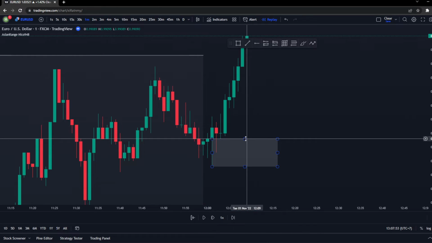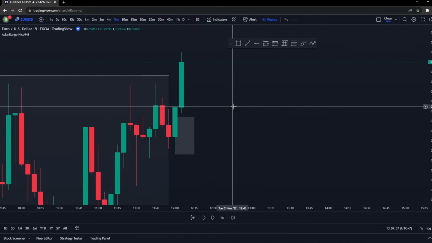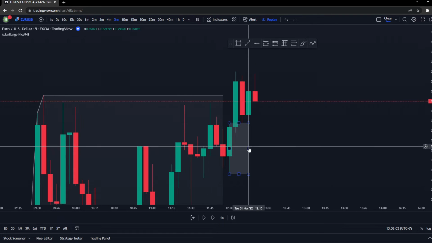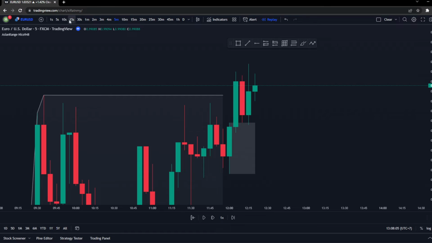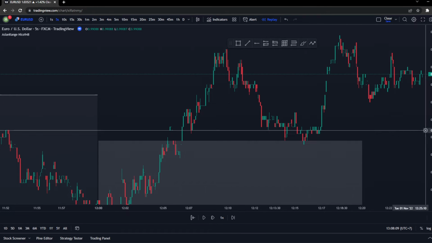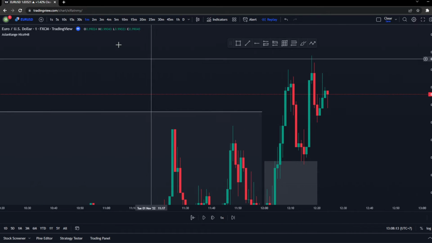So we can use the imbalance here. This check is with the higher time frame we shared. You can use the imbalance of the higher time frame as well. So we can get this one as price mitigated. So what happened after that? We can't get anything out. We got nothing there.